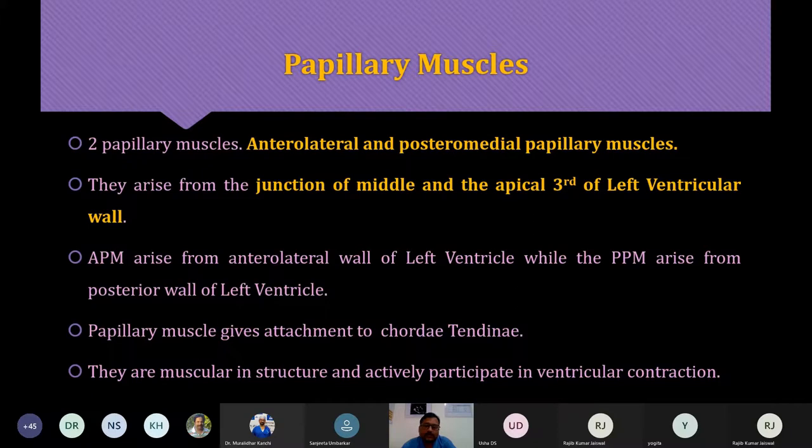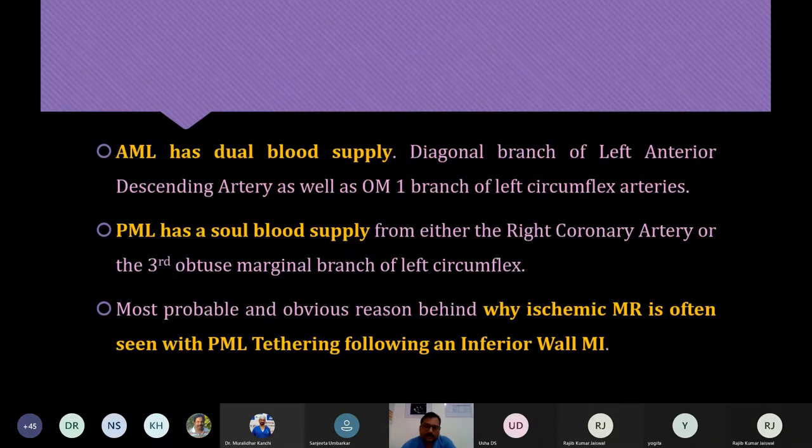There are two papillary muscles, the anterolateral and posteromedial papillary muscle. The junction of the middle and apical third of the left ventricular wall is important when you deal with the papillary muscles. Any infarct or ischemia in that area is going to increase tethering force, leading to ischemic MR. The AML has a dual blood supply. That's why most of the time infarcts in the anterior territory spare the anterior mitral leaflet and cause lesser tethering force, so the jets are usually smaller. But the PML has only one blood supply. That's why whenever there is an inferior wall MI, the tethering force on the PML is increased, and that leads to severe forms of mitral regurgitation.